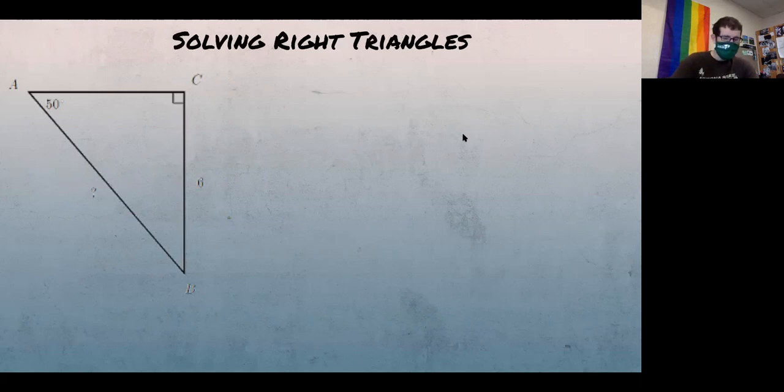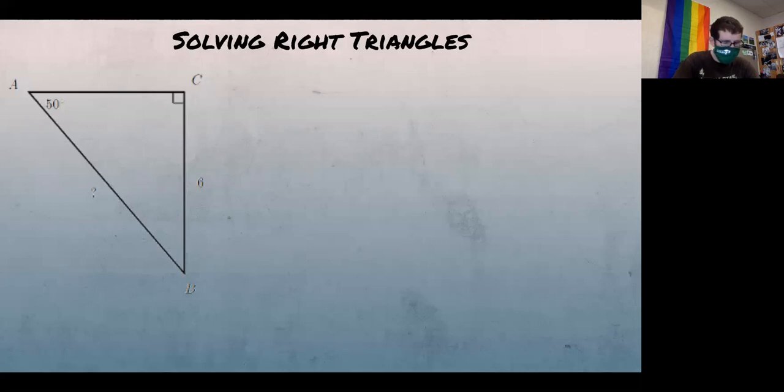So let's look at this. It's a little bit hard to see, but this is a 6 right here. So let me just make sure you know that. And what we're going to do is solve for all of the missing information. So what's the missing information? I know the side length BC is 6, the angle A is 50, and angle C is 90.